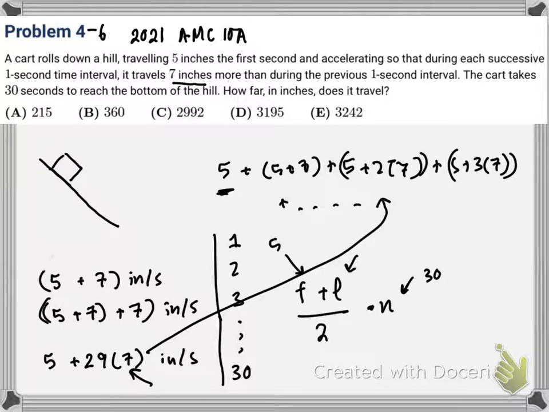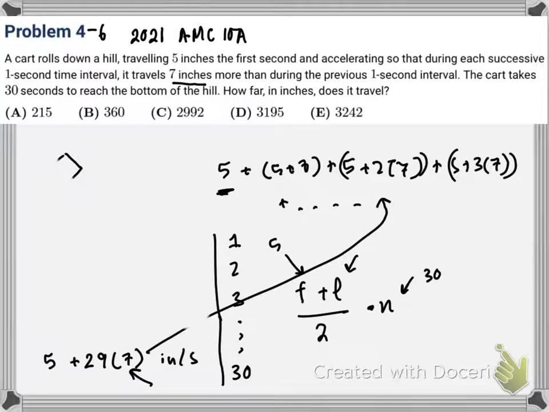So let's calculate that. I'm going to start with calculating what this 30th term is. It's going to be 5 plus 29 times 7. Well, 20 times 7 is 140, plus 9 times 7 is 63. So my sum is going to be 208. Not my sum, my 30th second speed. So my first term is 5. My last term is 208.